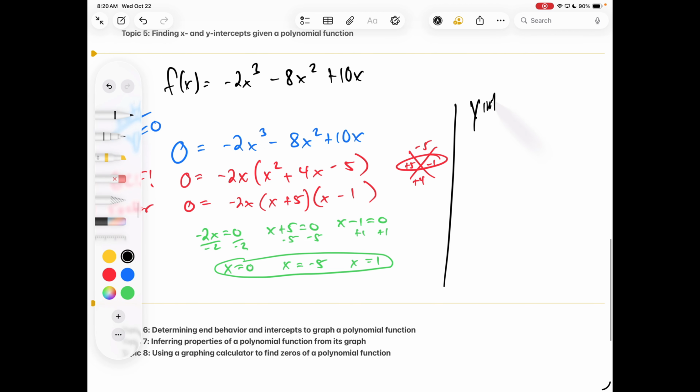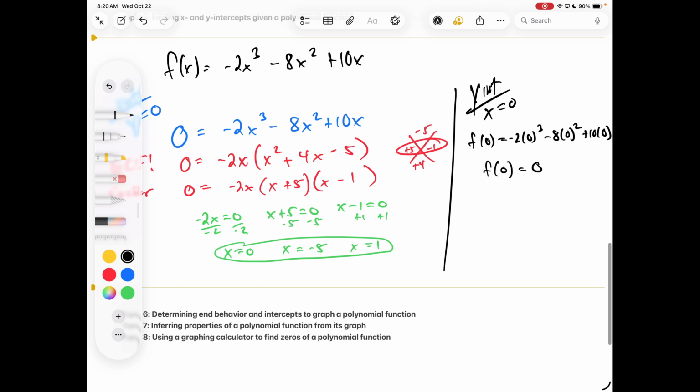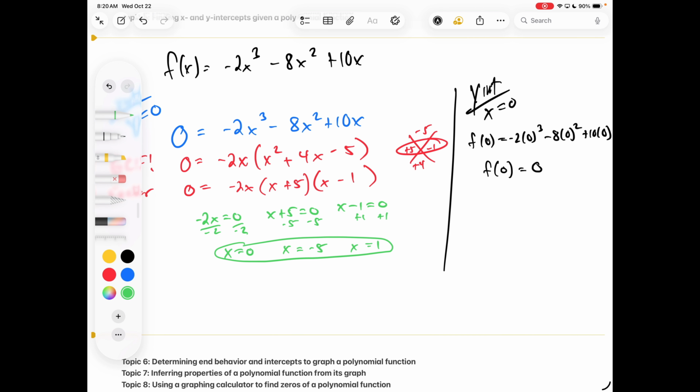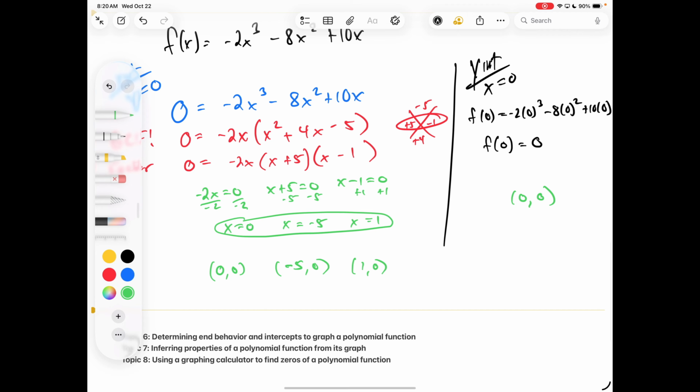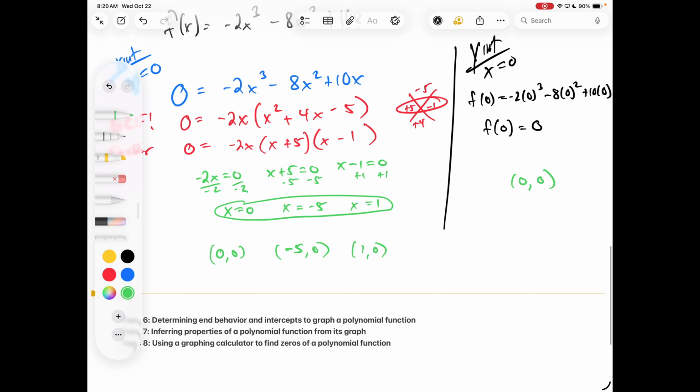To find the y-intercept, you make x be 0. So all you have to do is plug in a 0 for my x's. And that's just 0, isn't it? So now you have your y-intercepts. I have 3 intercepts. I got (0, 0), (-5, 0), (1, 0). And on this one, I got (0, 0) as an x-intercept. So now I've got 3 points, because (0, 0) is on both of them, that I can graph on there.